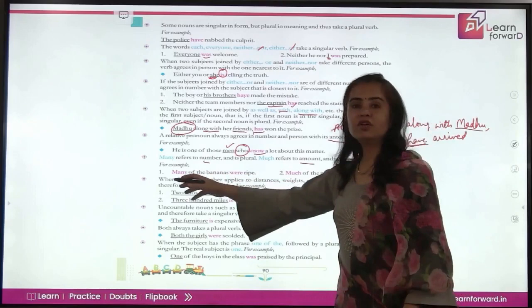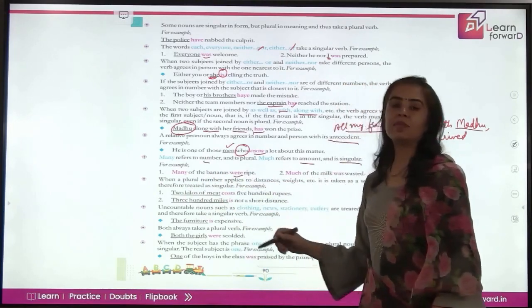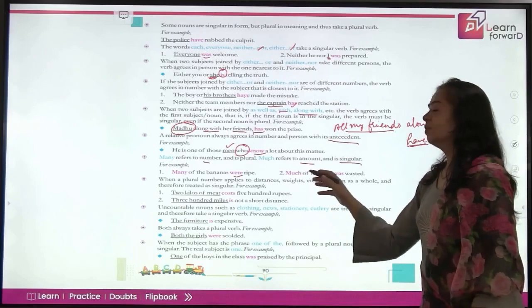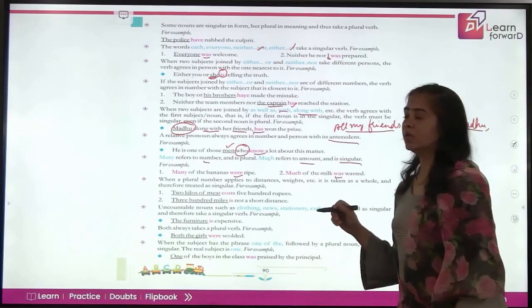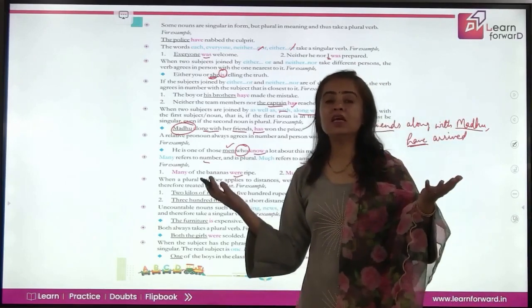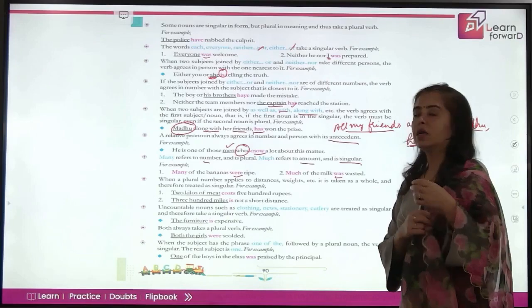Like many of the bananas, so we are talking about plural, were ripe. But when we talk about much of the milk, we say was wasted. Okay, it's not about quantity, it is about seeing whether it is countable or uncountable.